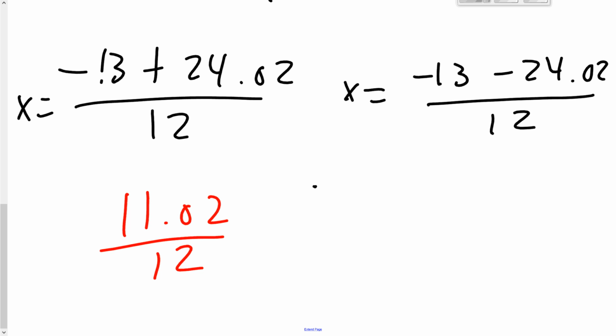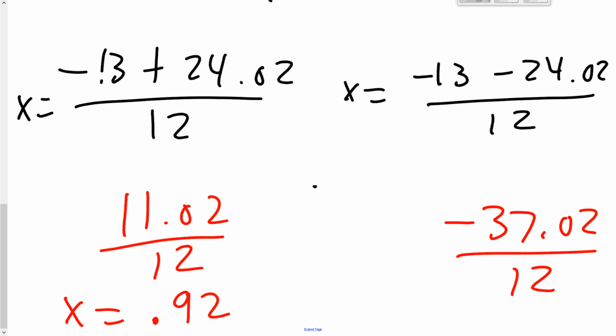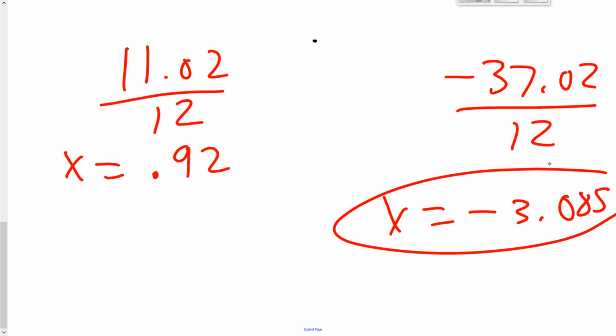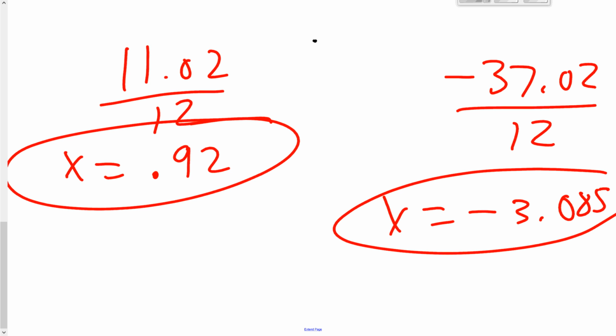Which is 9.92. And this one I'm going to take negative 13 and I'm going to subtract 24.02. And I get negative 37.02, and then I'm going to divide that by 12, and I get x is equal to negative 3.085. And so that is my answer.